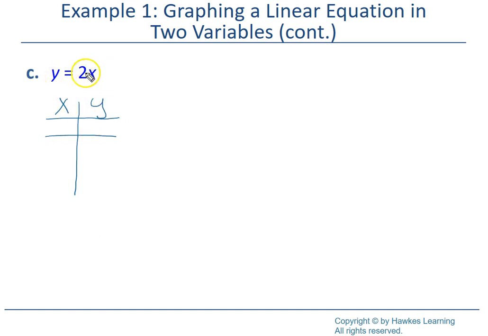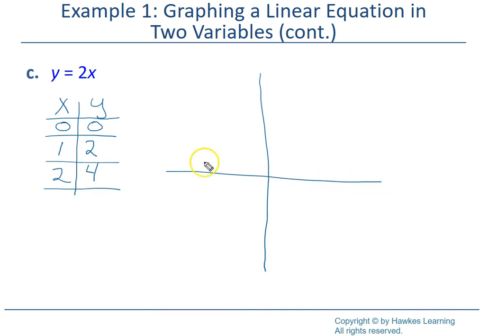Now here, when it's like this, if we put a 0 here, then if x is a 0, y is a 0. So if we put a 0 there, and this would be a 0. So we need some other points. So we can go 1, let's say 2. Let's see now. 2 times 1 is 2. 2 times 2 is 4. And there are our 3 points.